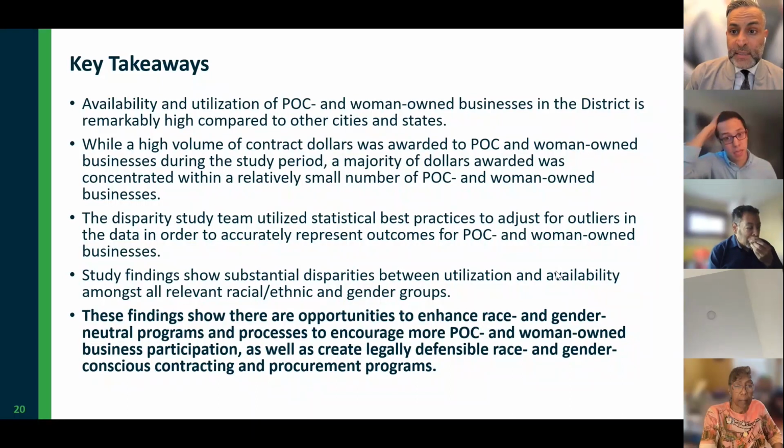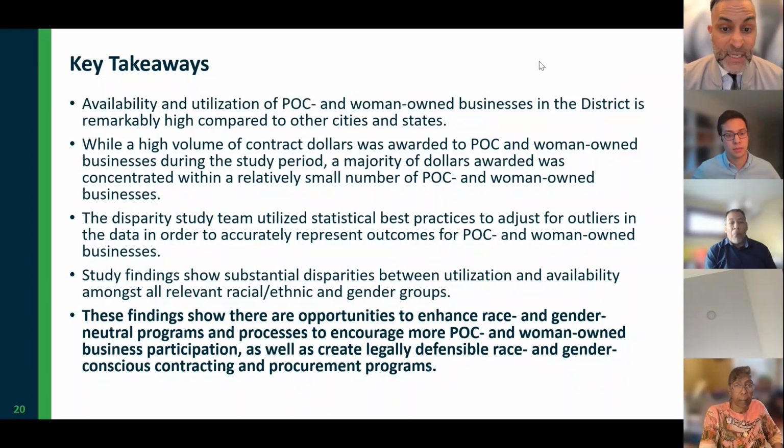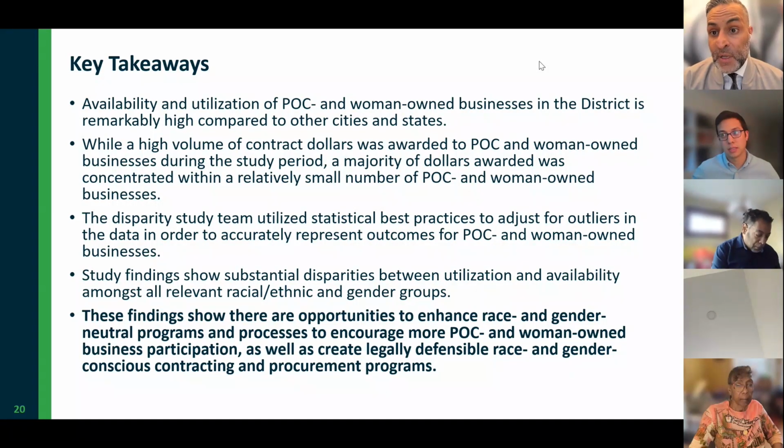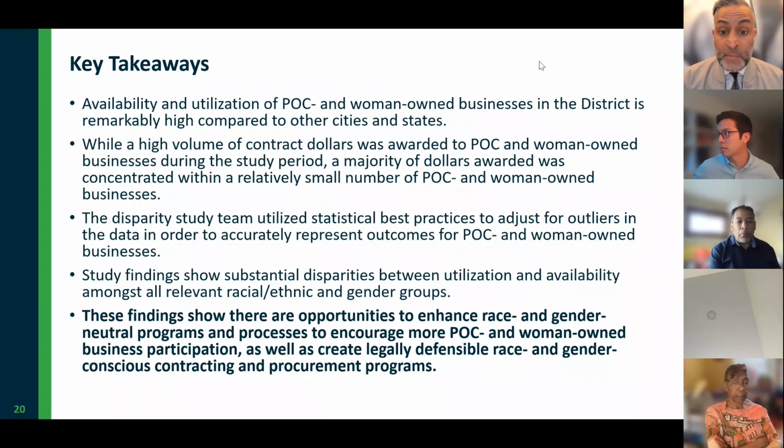And there are a number of different data points and a lot of evidence for DC government to consider. But what the findings generally show is that there are opportunities to enhance POC and woman-owned business participation through both improvements and additional race and gender neutral measures, but that there also seems to be a good deal of evidence suggesting the use of legally defensible race and gender conscious measures, which DC government can consider moving forward.